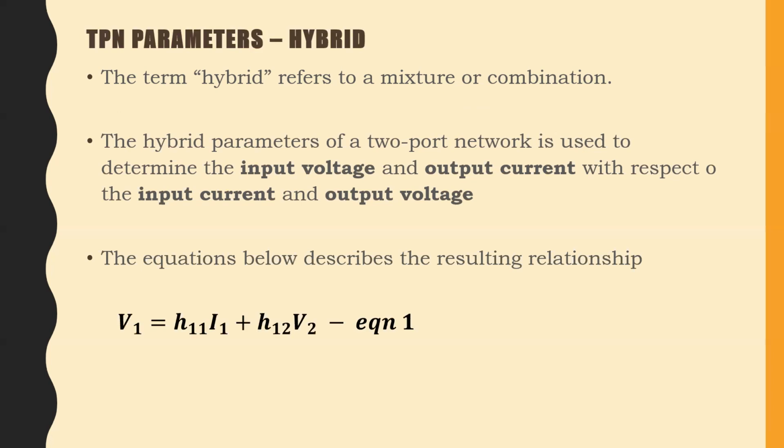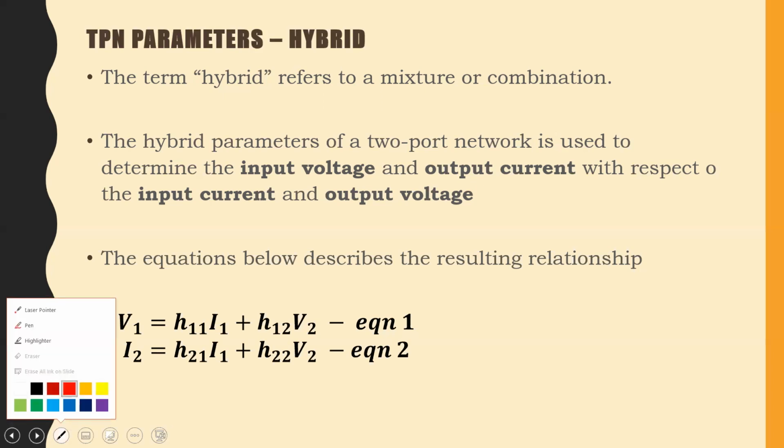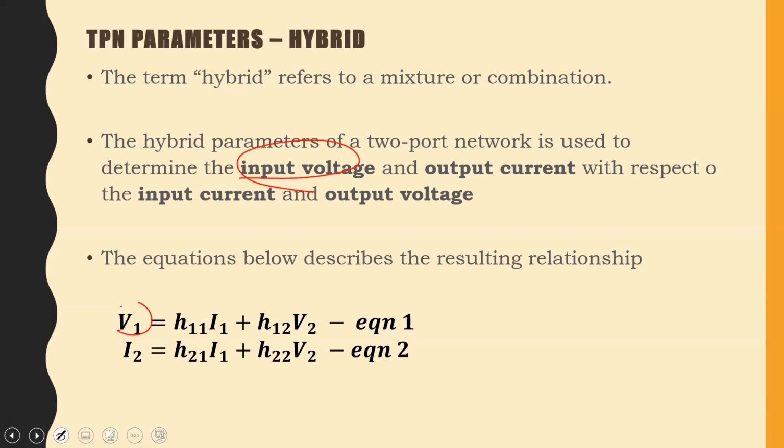So the equations for your hybrid parameters are shown. For the input voltage, we have V1, and that is based on the input current and the output voltage. And for the output current, which is I2, it is also with respect to the input current and the output voltage. So that's the reason we call them hybrid, because it's a combination of parameters that we're looking at.